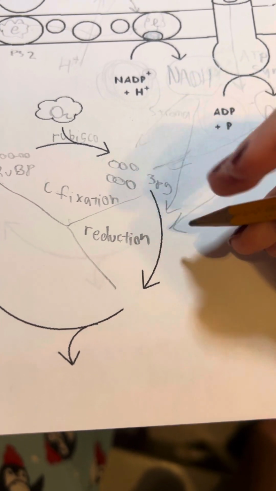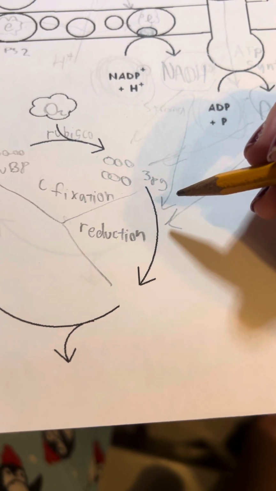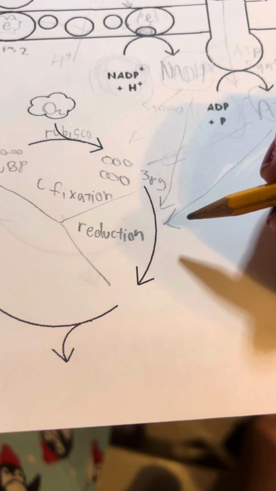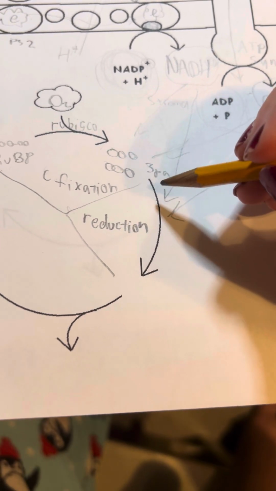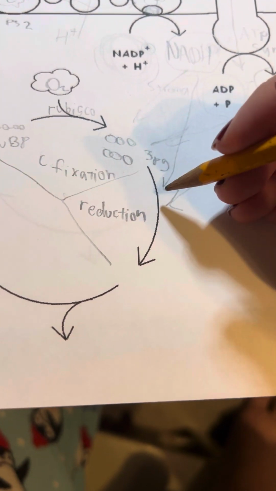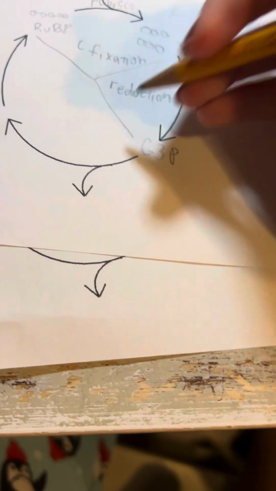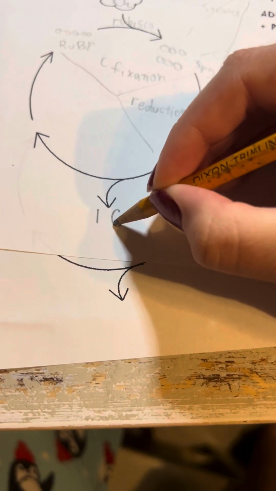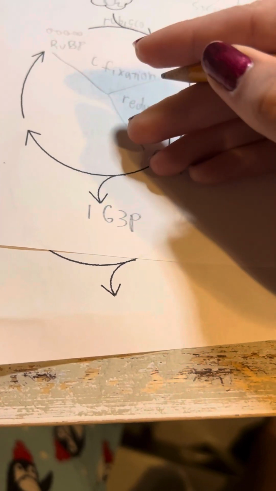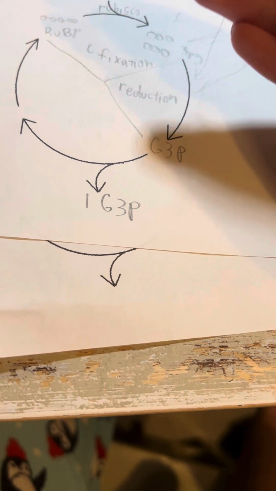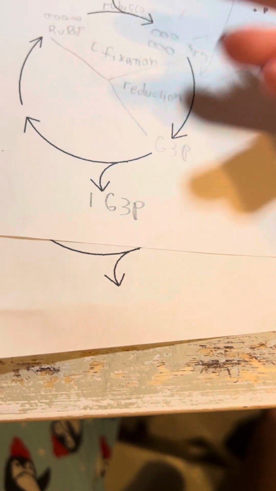From the light reactions. And through these reactions, 3PG is reduced, so electrons are added, and it turns into G3P. Now, one G3P is going to be lost to form the glucose.